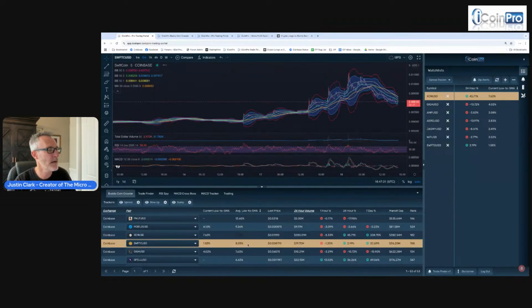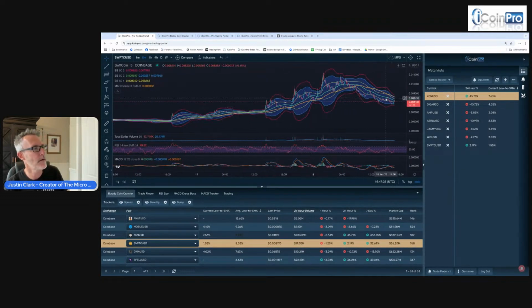Swift coin as well. This one is moving very well. Did a nice dip sequence here with a 9% recovery. Another dip sequence with a good 6%. So we're getting some good movement here on this, some pretty good volume. So we'll definitely put that on there.